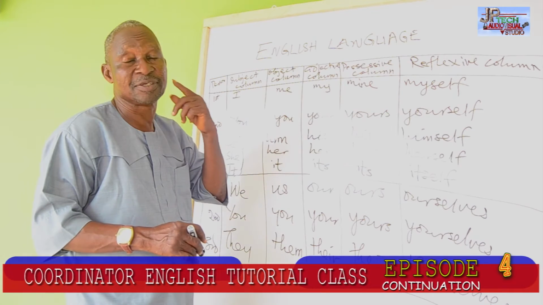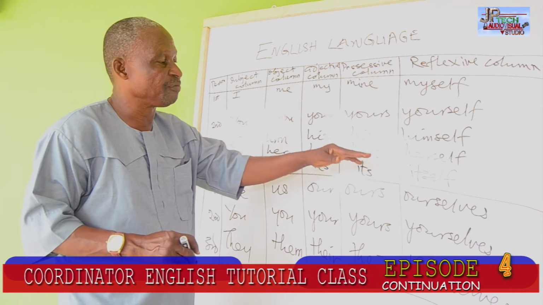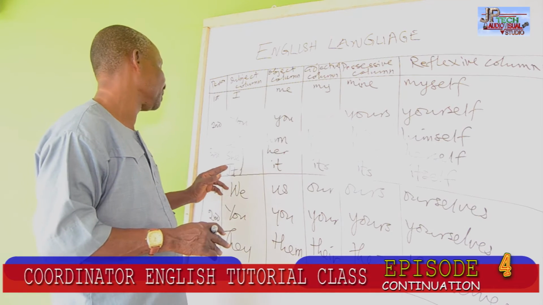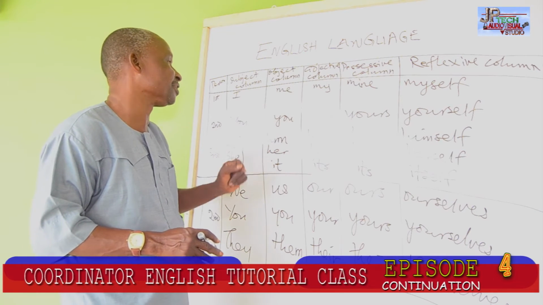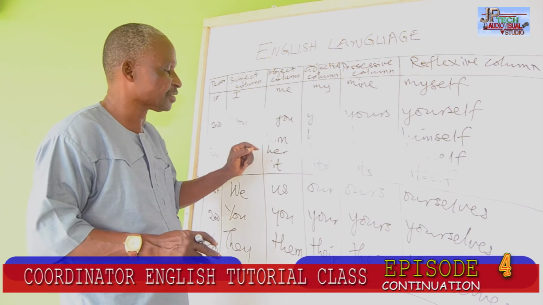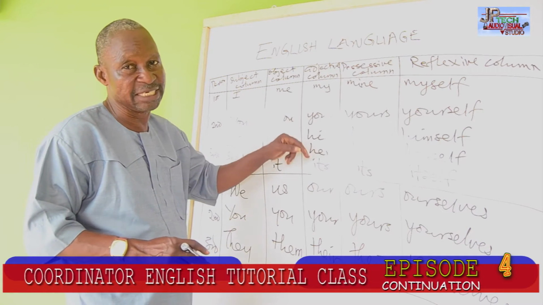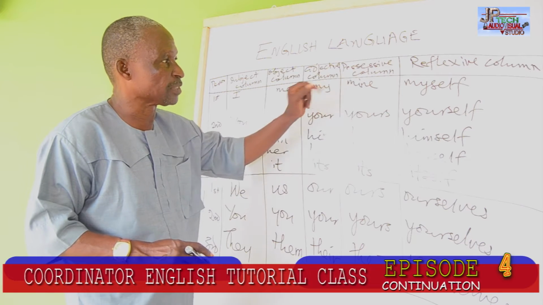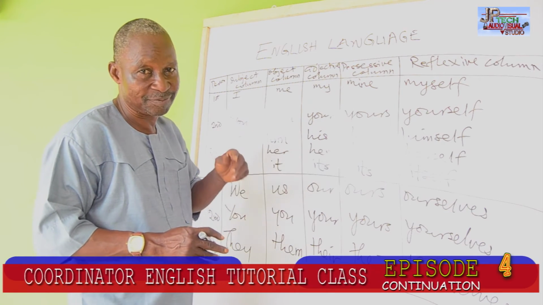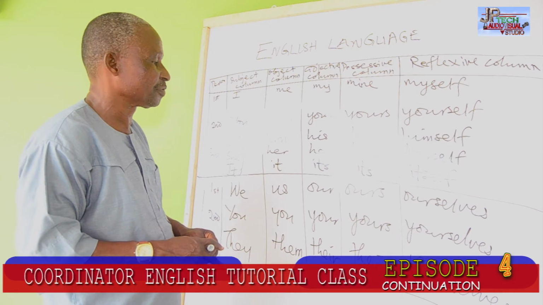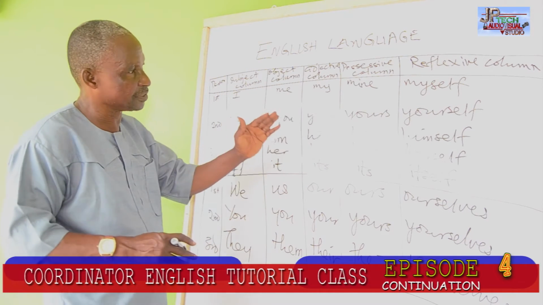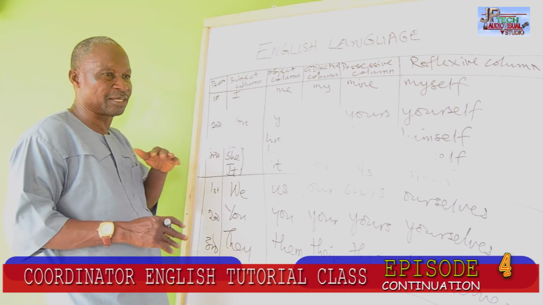Possessive column is hers. Reflexive column is herself. It: subject is it, object is it, adjective is its, possessive column is its, reflexive column is itself. That settles the singular aspect.